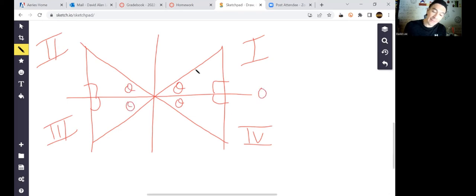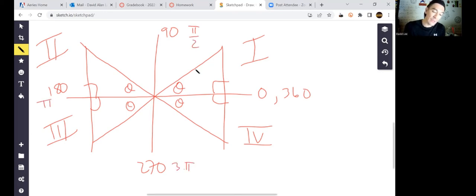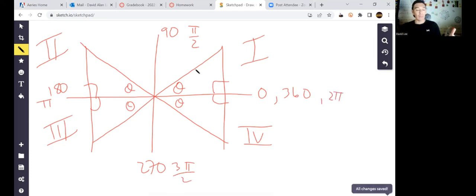And we know that this is like 0, this is like 90, 180, 270, and then back home is 360, right? We can just call this like 360. But another common label is to remember that this is also pi over 2, and this is pi, and this is 3 pi over 2, and we could also call this 2 pi. So that's how we label our right triangles in all of the 4 quadrants.